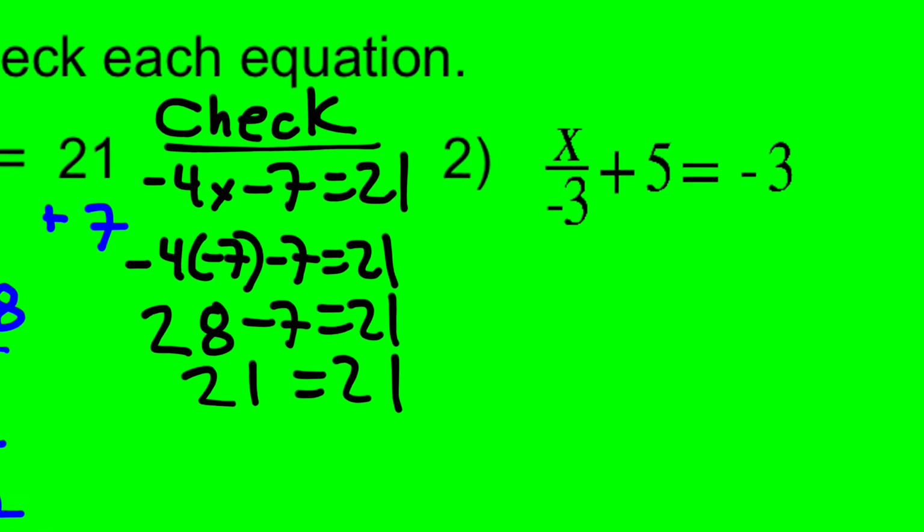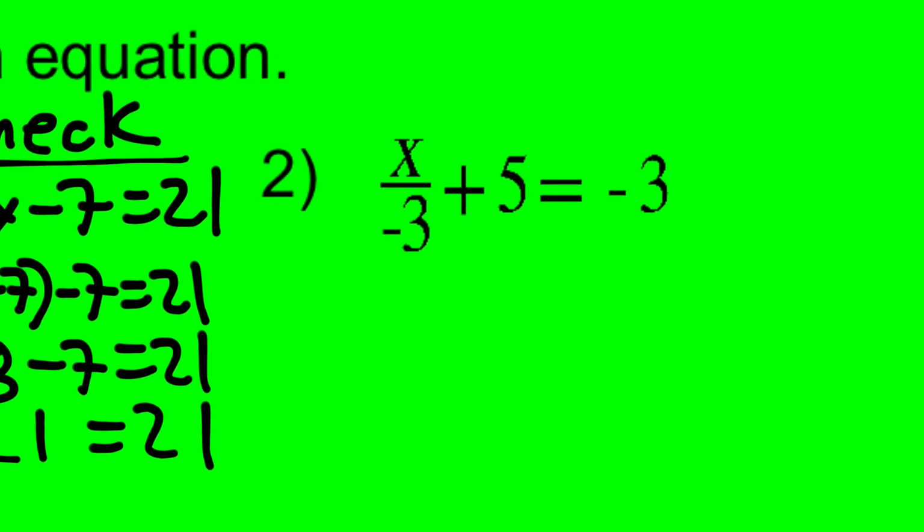The next kind of equation we did was where you have a divide, then plus or minus a number. So same thing as before. You do the opposite of BEDMAS. You start with the add, and you do the opposite of the add, which is the opposite of plus 5 is minus 5. And you do that to both sides of the equal sign.